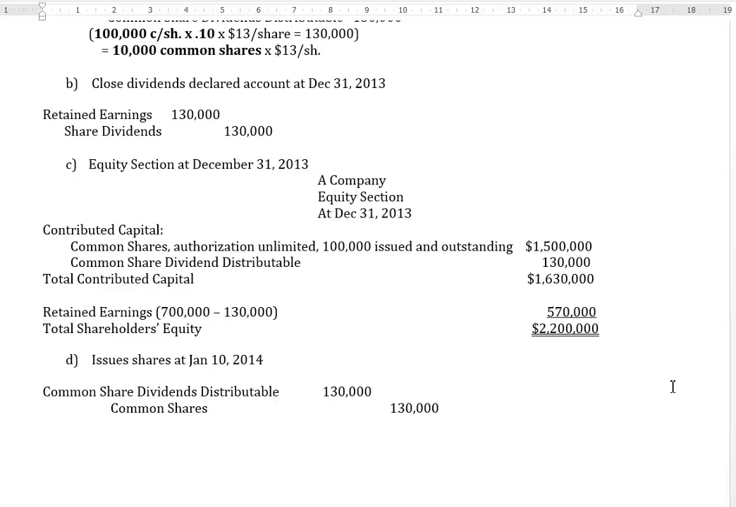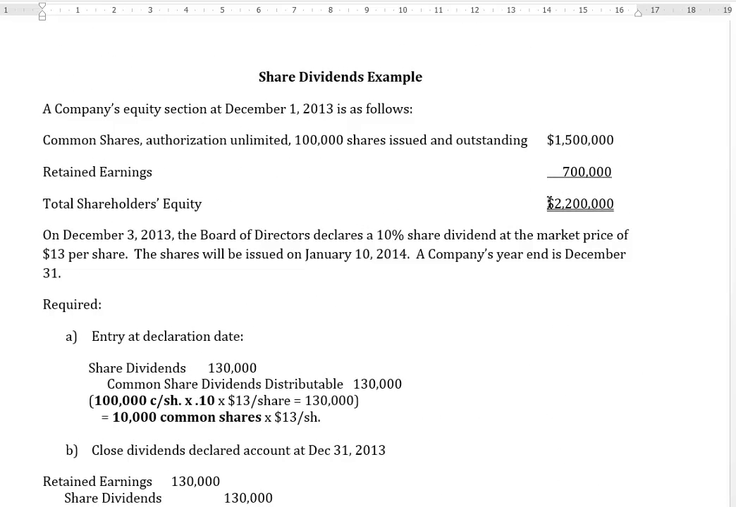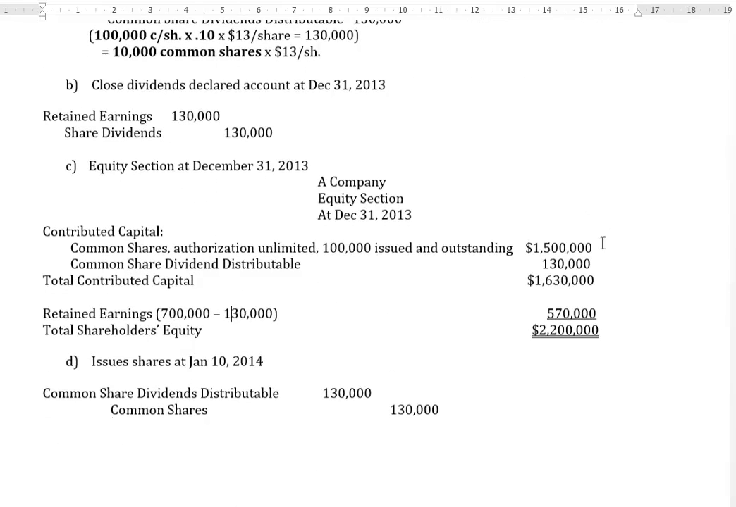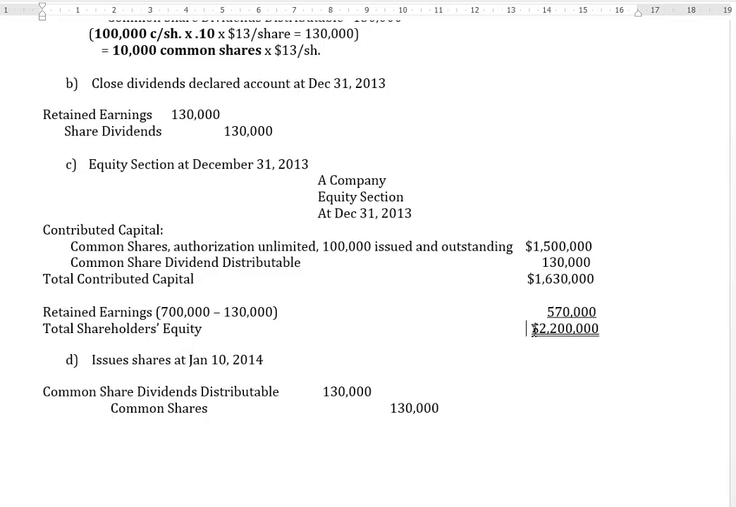So here you can see we have 2.2 million in total shareholders' equity. Note one key thing. The amount of equity we started with before we did the share dividend was 2.2 million as well. It still is here. Why? Because the act of declaring and issuing a share dividend does not create any new shareholders' equity. What we mean is that the total dollar value of shareholders' equity, strictly as a result of a share dividend transaction, will not change total shareholders' equity.